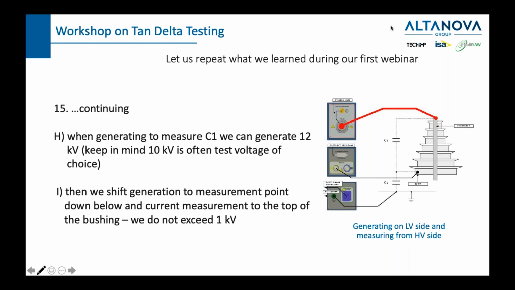In order to measure C2, we just need to shift, actually these two, the generation and the measurement. And while measuring C2, we will generate here and we will measure here. Now we do that, in order to measure C2.